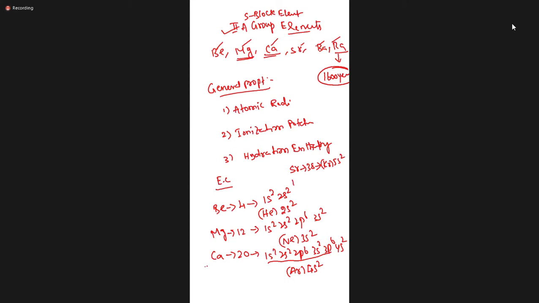And barium, 56, is xenon 6s2. Radium, 88, is radon 7s2. Is it clear? This is the electronic configuration of second group elements. Any doubts in the second A group element?